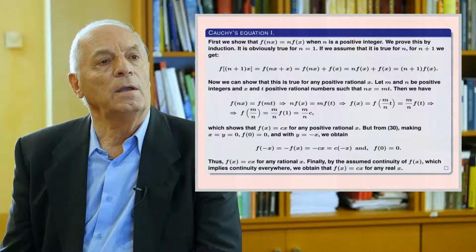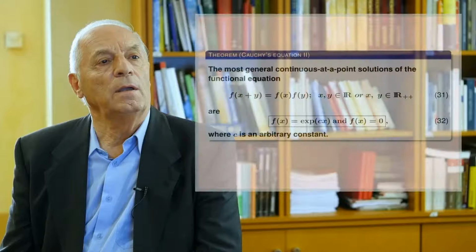We prove this by induction. It is obviously true for n equal to 1. And if we assume that it is true for n, we show that it is also true for n plus 1. Next, we show that this is true for any positive rational x. Finally, by the assumed continuity of f, which implies continuity everywhere, we obtain that f of x is c times x for any real x.